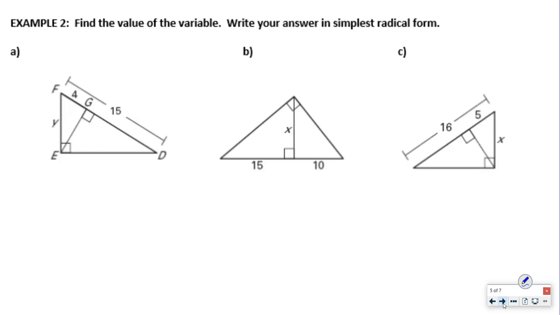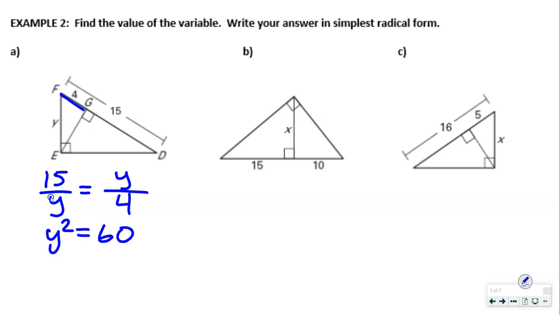So I know I'm going to be setting it up, leg on the bottom and leg on the top. My hypotenuse is given to me as 15, so I can write that in. And then my part of the hypotenuse touching the leg is 4, so I can plug that in. Then I cross multiply, and I get y squared equals 15 times 4, which is 60. Find the square root of both sides, and then simplify.